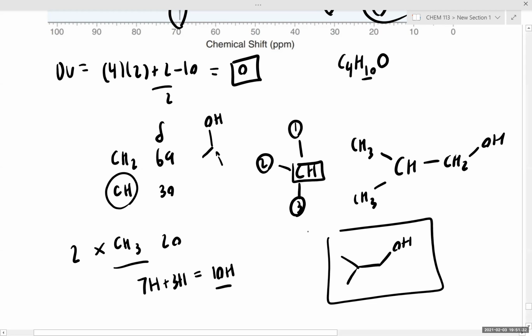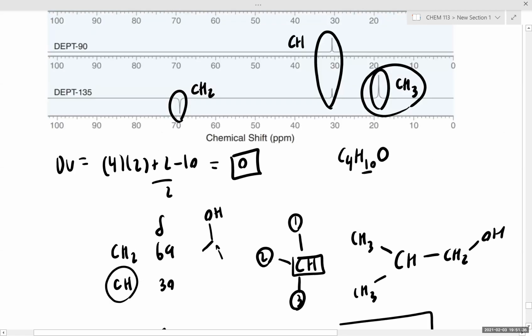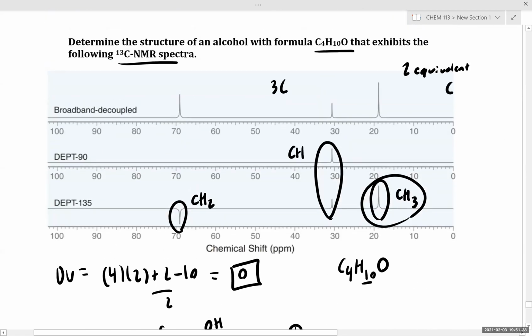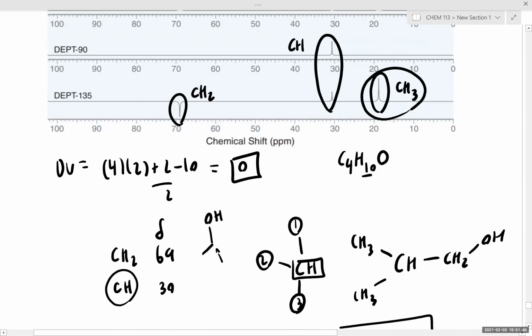Can you explain again where you get the 10H value from? Oh, it's given in the formula of this molecule at the start of the problem. Oh, okay. Does that make sense? Why did you have to multiply the CH3 by 2?